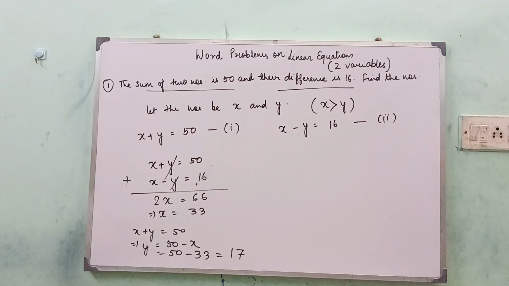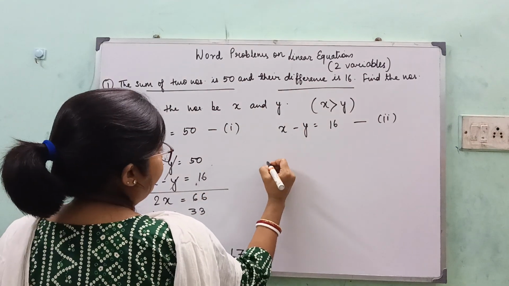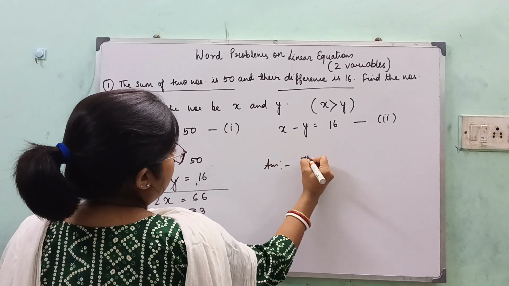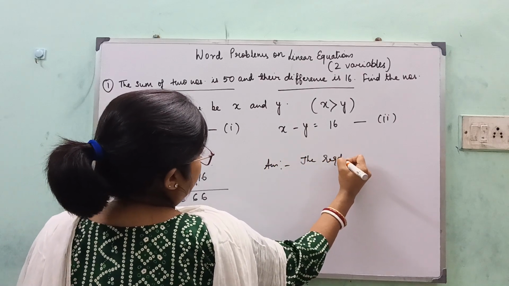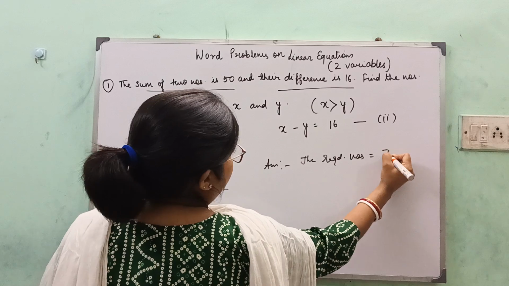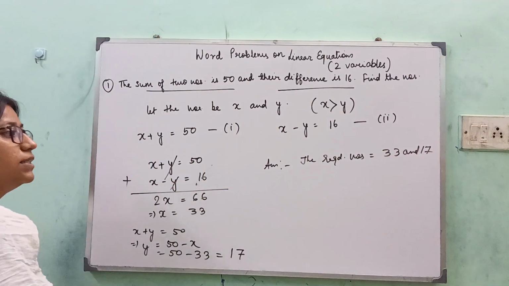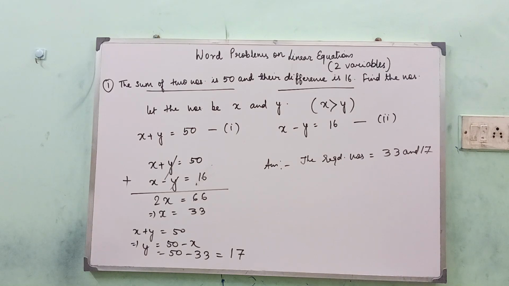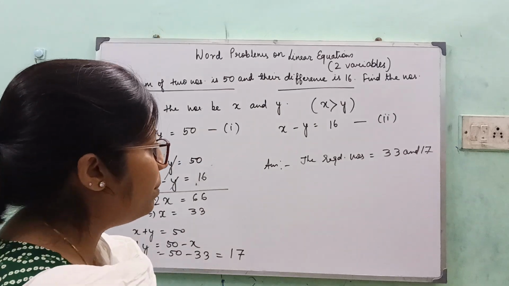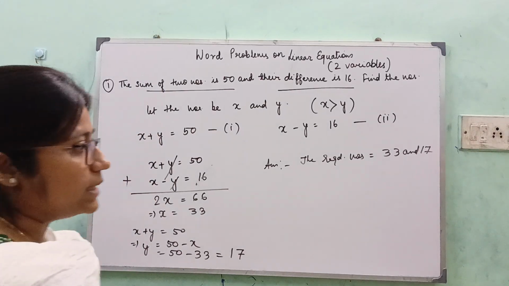Alright, so the two numbers we have got. So the answer, the required numbers are 33 and 17. See, 33 plus 17 is 50 and 33 minus 17 is 16. So I hope this sum is quite clear to you. Okay, now we shall be moving on to the next sum.